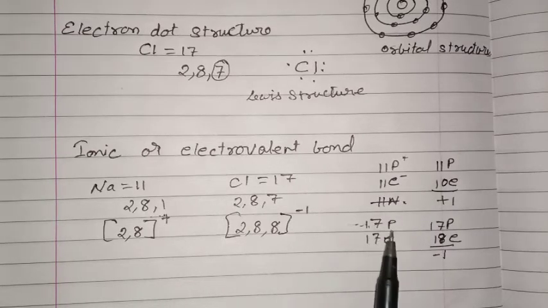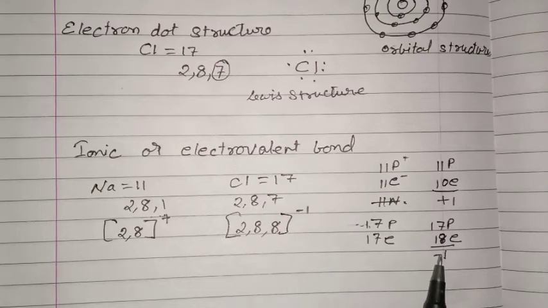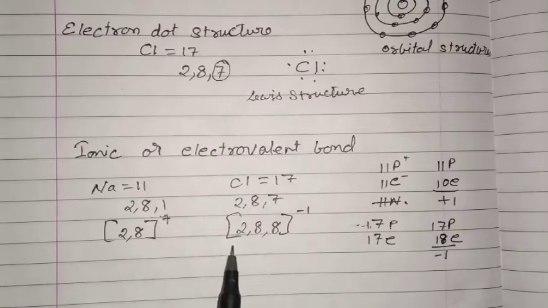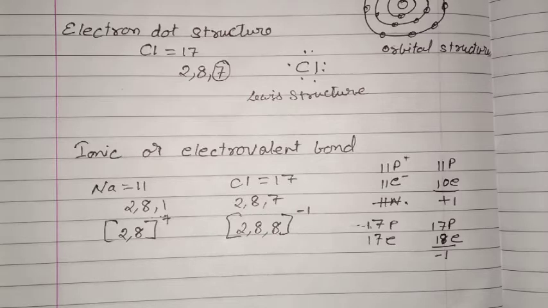In the case of chlorine, 17 protons and 17 electrons are there. After gaining 1 electron, it has a minus 1 charge, because an extra electron is present. So sodium gains a positive charge and chlorine has a minus 1 charge. Now see what happens. After this losing and gaining of electrons, up till now no bond has been formed between them. After the losing and gaining of electrons, they have developed a positive charge and a negative charge.